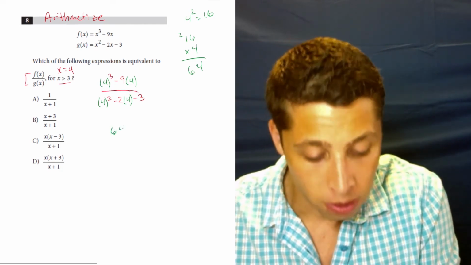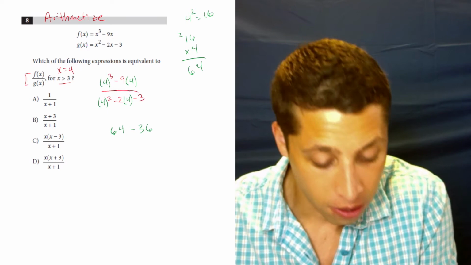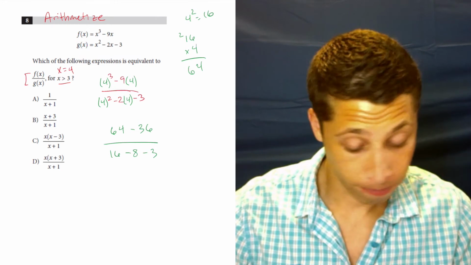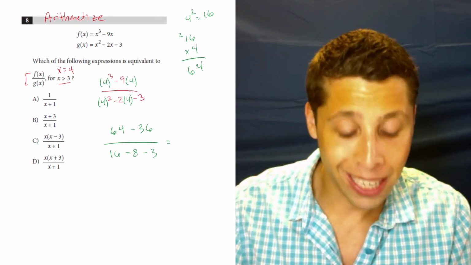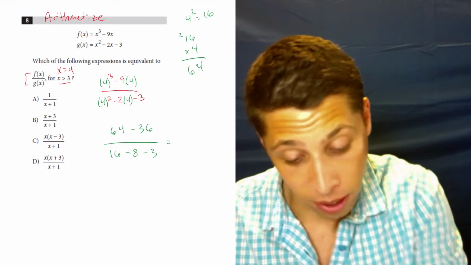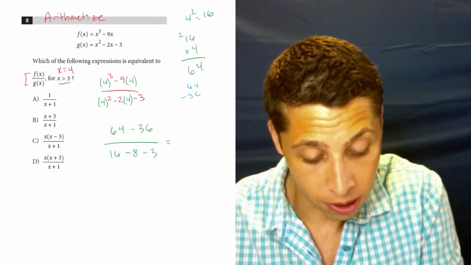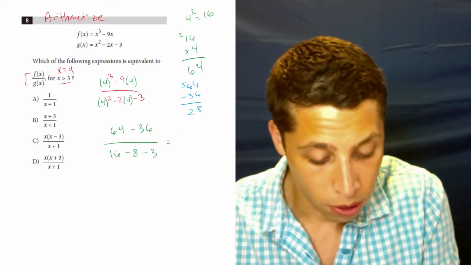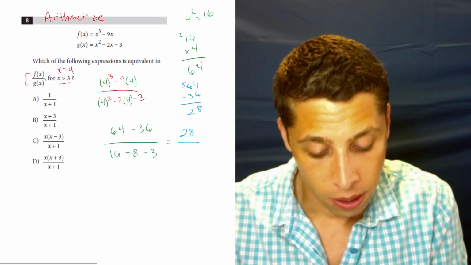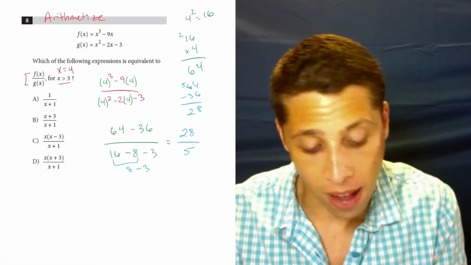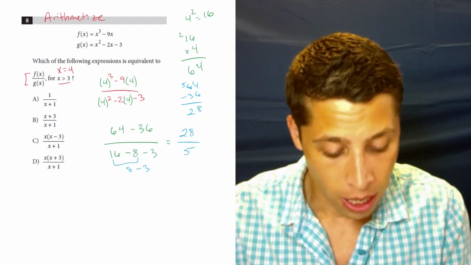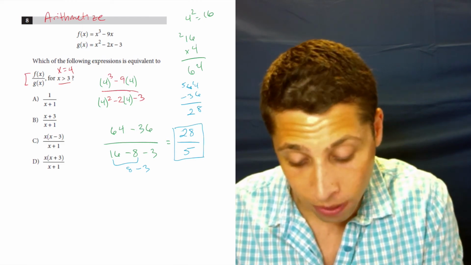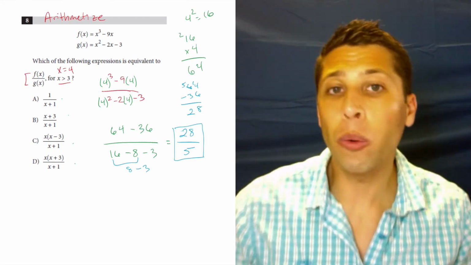So 64 minus 9 times 4 is 36, divided by 16 minus 8 minus 3. Let's clean it up. 64 minus 36, again, we can do that on the side. 64 minus 36, that becomes a 5, that becomes a 14, that becomes an 8, and that becomes a 2. 28 over 8 minus 3 is 5. Now that's a weird looking number that might scare us. But it's okay, it's a simplified form and it's a fraction. And look, all of the answer choices are fractions. So it's going to work itself out.